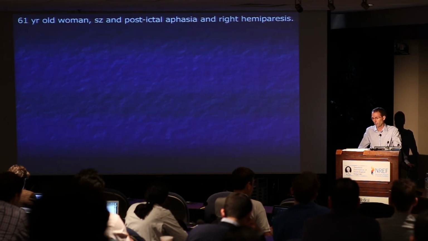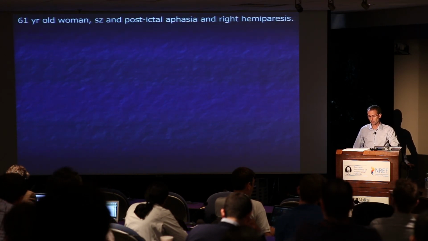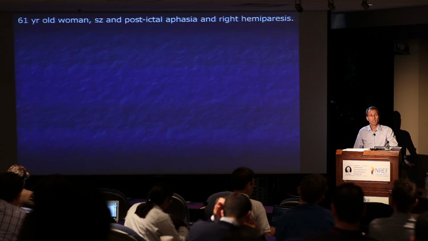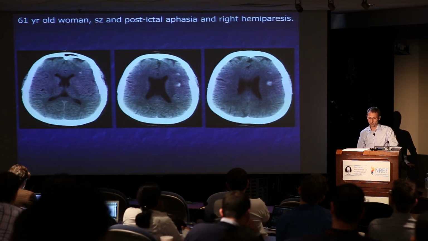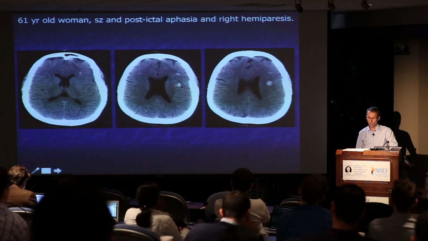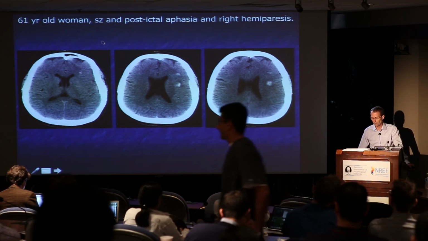Okay. Let's go through 2 or 3 cases, because again, I want to focus mostly on anatomy. Let's start with this one. This is a 61-year-old woman who had a seizure and awoke with postictal aphasia and right hemiparesis, and this was her CT scan, where there are some unusual multifocal, fluffy type hemorrhages in the left hemisphere.